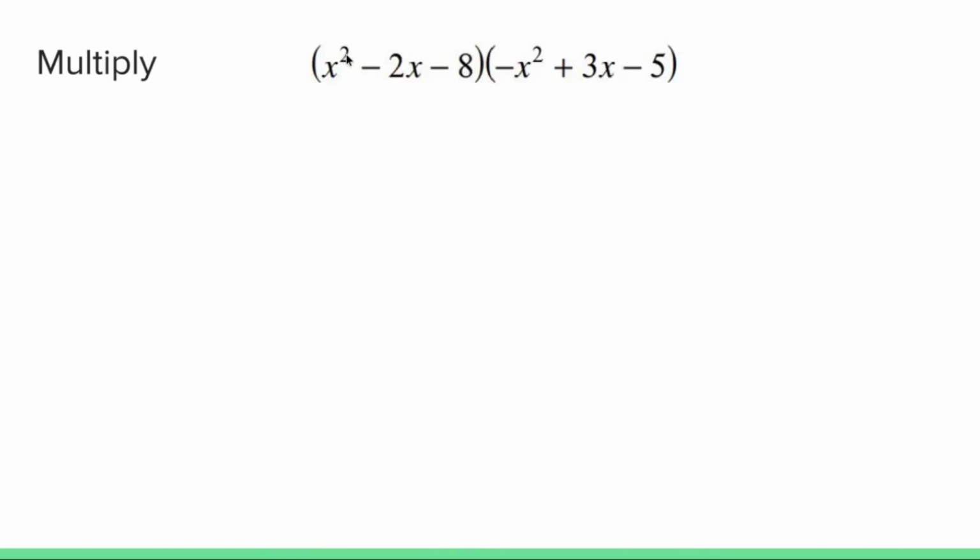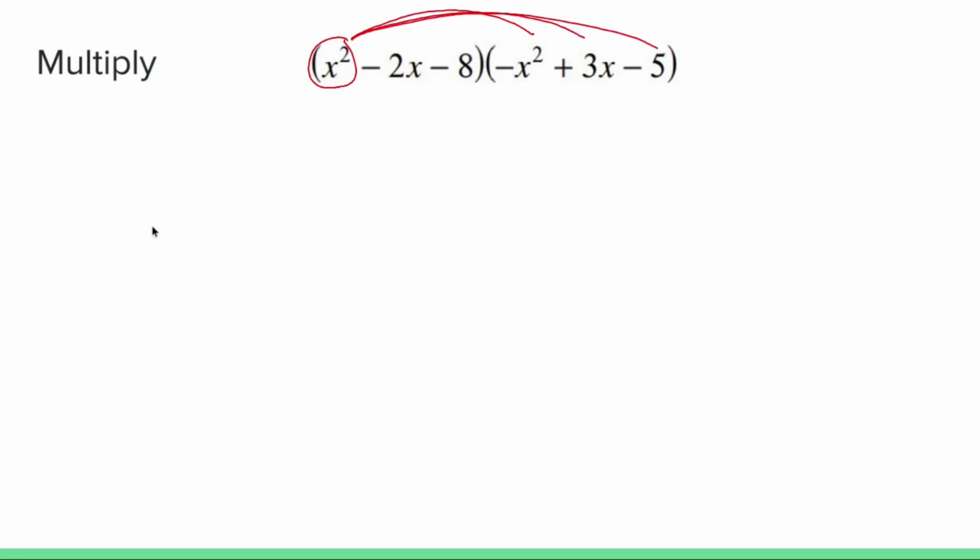Ooh, look at this extended FOIL problem. You're going to have a lot of distributive property. What's going to happen is since we have a trinomial times a trinomial, we're going to focus on the first term of this trinomial and distribute that to all three of those guys.